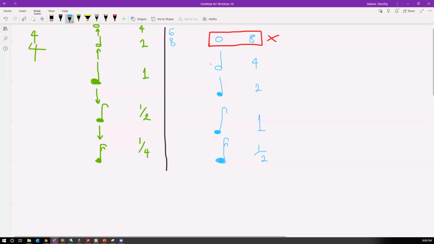Okay, so let's quickly name this. That's very wrong, that's minim. I'm not going to use the half note, I can just say half. Okay, and this is the crotchet. That's a quarter.